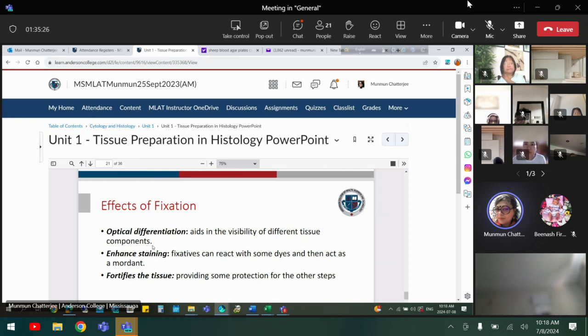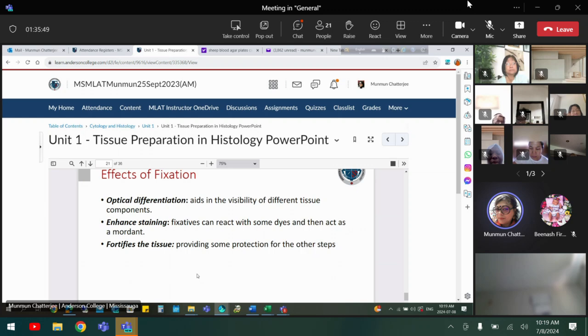This is another question: what is the function of a mordant? We already discussed it in the Gram stain in microbiology. The mordant is very important. It's not only for the Gram stain. You have to remember the importance of the mordant. How does it act? It fortifies the tissue, meaning protection for the other steps. It stabilizes the tissue so that during the following steps it doesn't get damaged.